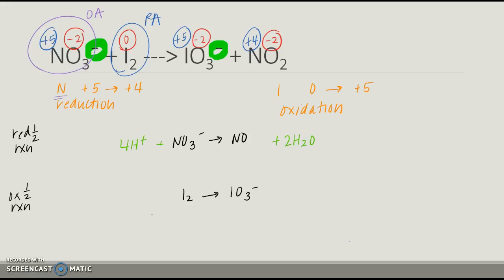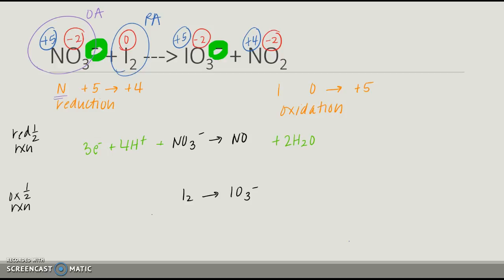So now I need to look at charge. I have +3 charge on the reactant side, 0 charge on the product side. So I need to add 3 electrons. My electrons are on the reactant side, which is where they're supposed to be for a reduction half reaction. I am balanced by charge and by atoms, so I am done with my reduction half reaction.